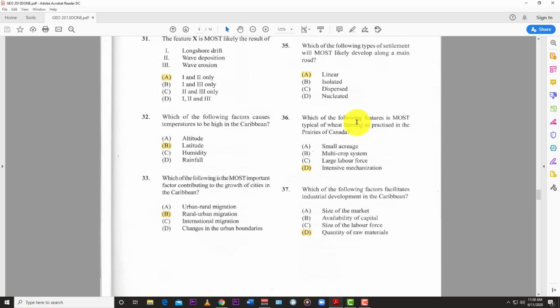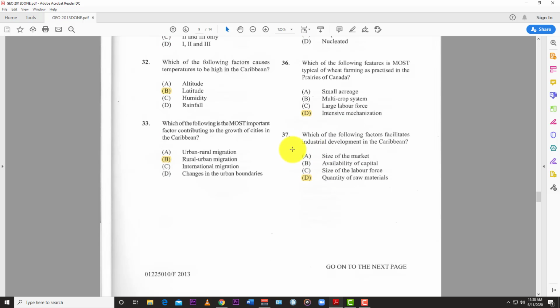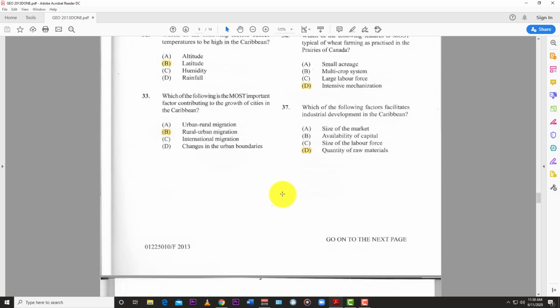36, which of the following features is most typical of wheat farming as practiced in the prairies of Canada? And so we know big Canada, America, they normally practice D, intensive mechanization, nice flat land, and so they can easily mechanize, unlike the Caribbean. 37, which of the following factors facilitate industrial development in the Caribbean? And of course the answer is D, quantity of raw materials, which we severely lack.